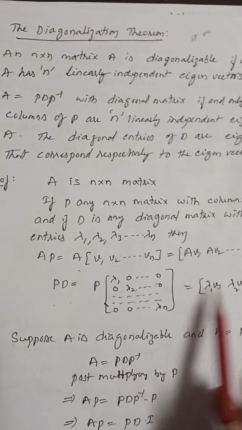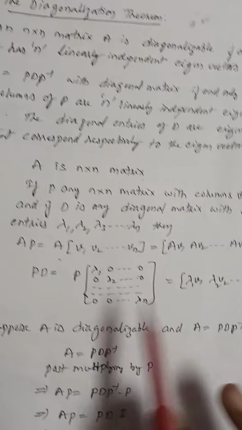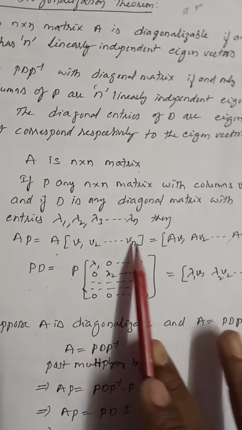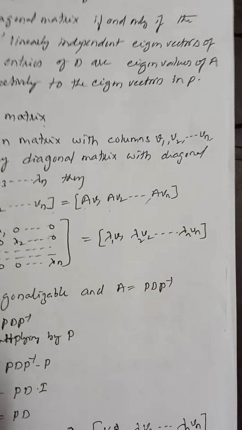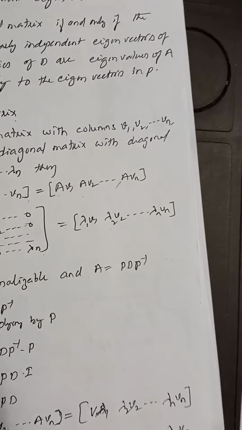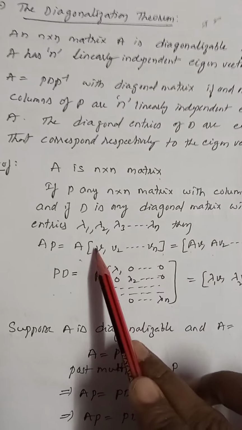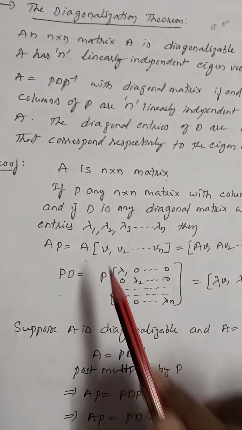Now if you multiply this one, what will you get? P, what is P actually? v1, v2 and so on vn. That means lambda 1 into v1, lambda 2 into v2, lambda n into vn only, because there is only one row in the matrix P. That means each one is a column vector here, remember.